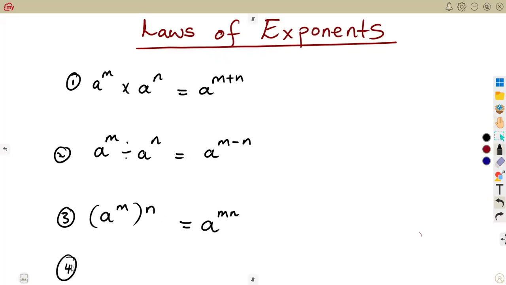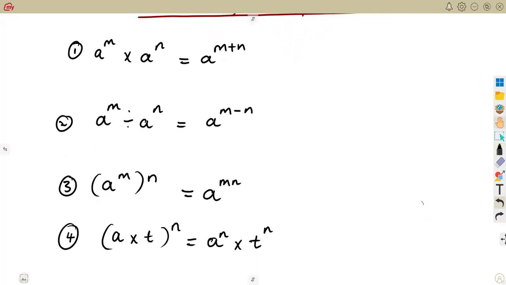We can have a condition where there are two terms or two numbers that are being raised to one exponent, like this, a times t raised to the exponent of n. In this condition, we said everything will be raised to the given exponent. So we are going to have a raised to the exponent of n, and also the t is going to be raised to the exponent of n. Remember, that's a product here that we are having, a times t. So you're going to have the a raised to the exponent of n, and the t also raised to the exponent of n.